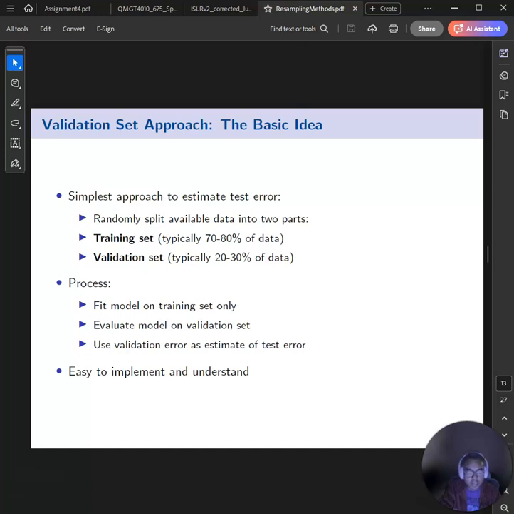It gives us a way to simulate what happens when our model encounters new data without waiting for actual new data to arrive. The validation error provides a more realistic picture of model performance than the training error. It helps us select models and tune hyperparameters based on how well they are likely to generalize. In the next section, we will look at an example of this approach and discuss its limitations, which will lead us to more sophisticated resampling methods like cross-validation.